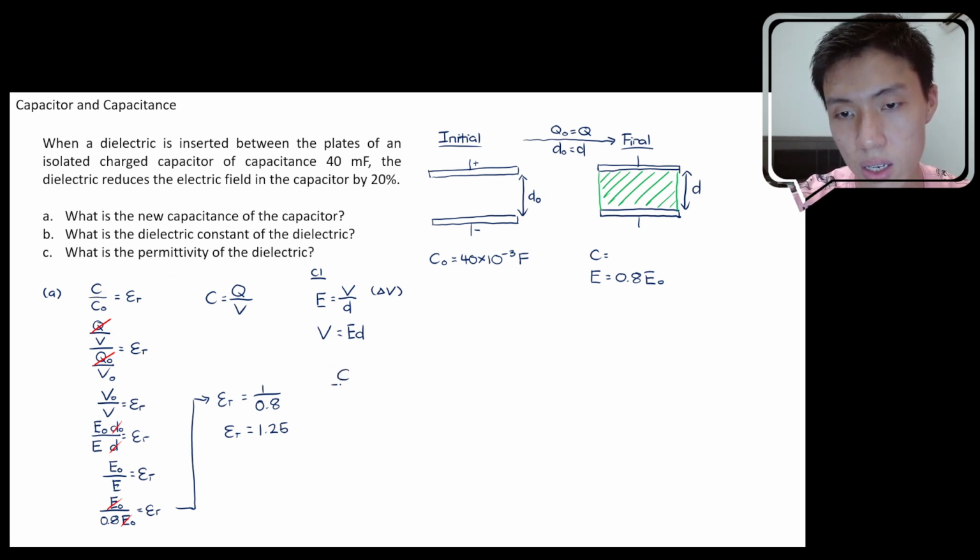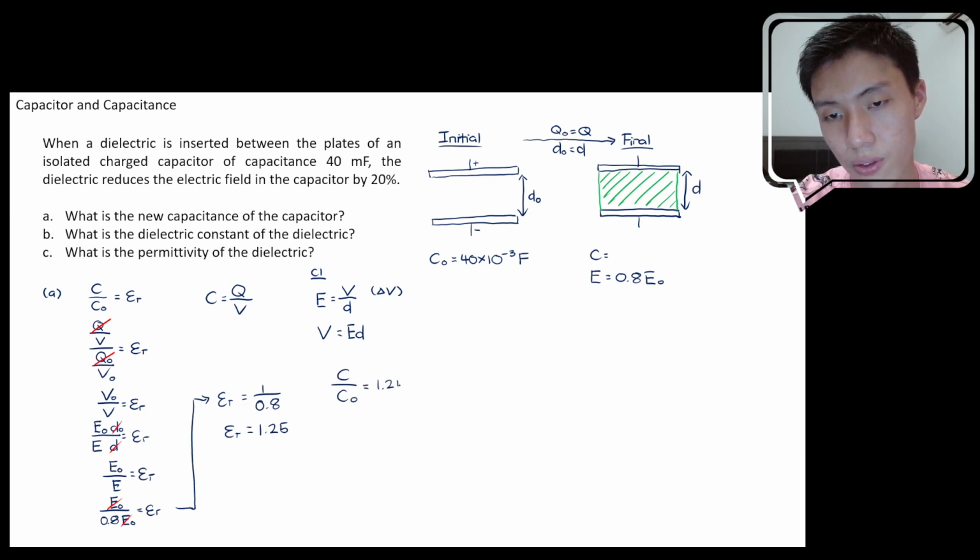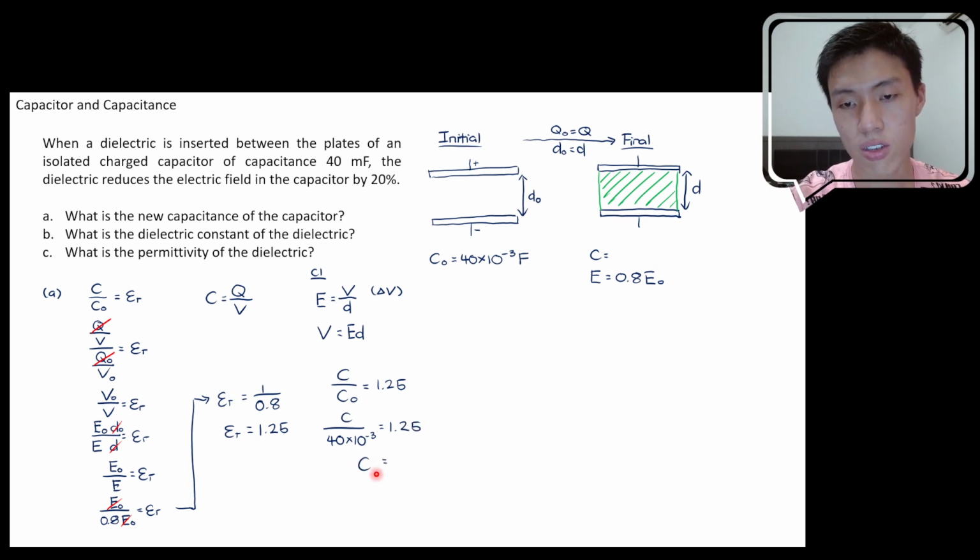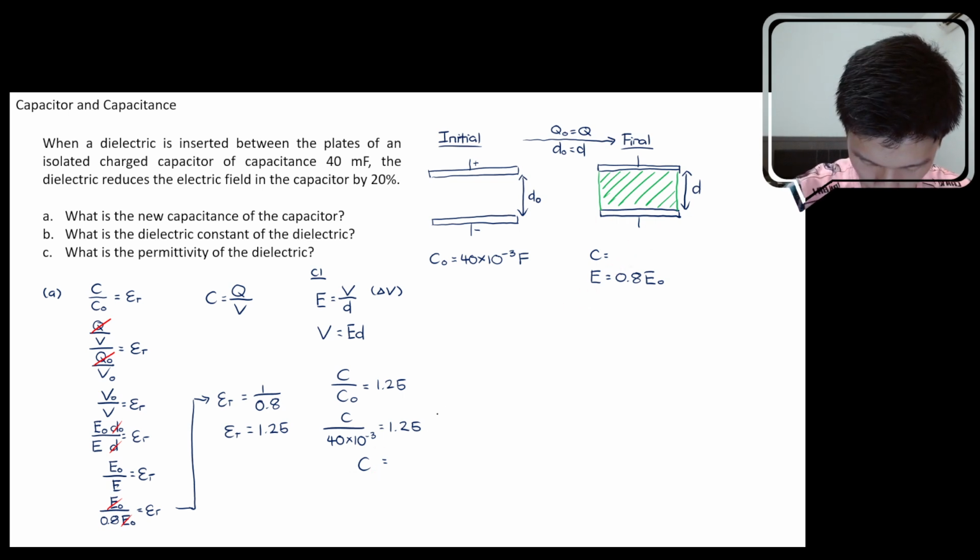So C over C naught is equal to 1.25. We know that C naught is 40 times 10 to the power of negative 3, so from here you can find that the capacitance with dielectric, for this situation, will be equal to 0.05 farad.